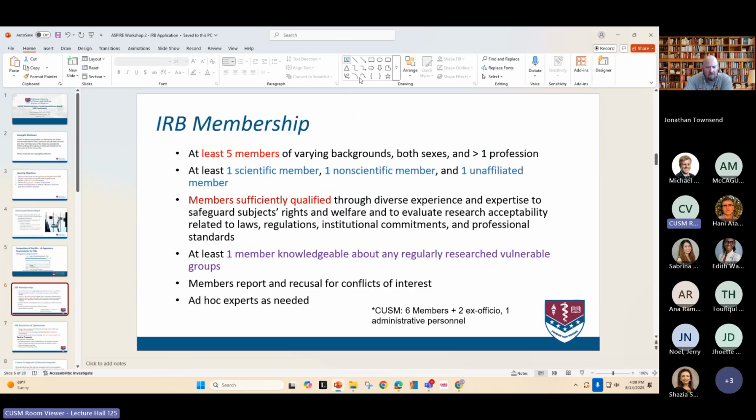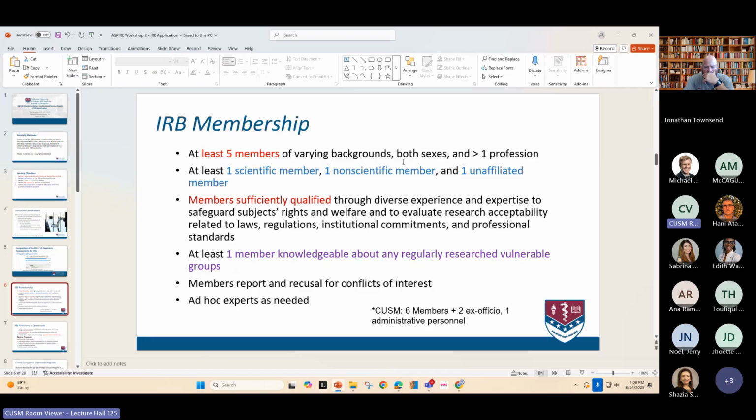And who oversees this? Well, there's an entity called the Institutional Review Board, which is a human protections committee that is responsible for reviewing procedures and reviewing protocols. And under those federal regulations, those CFRs, there must be at least 5 members of varying backgrounds, both sexes, and more than one profession represented. This looks like very general and loose criteria, but it's there for a specific reason. It eliminates bias in terms of having only one type of profession or one type of perspective.